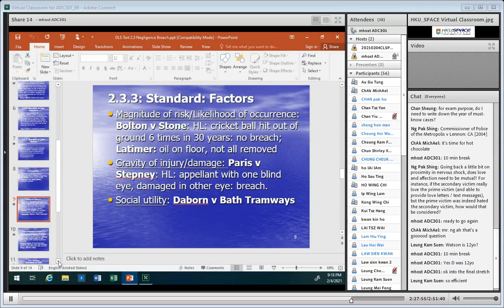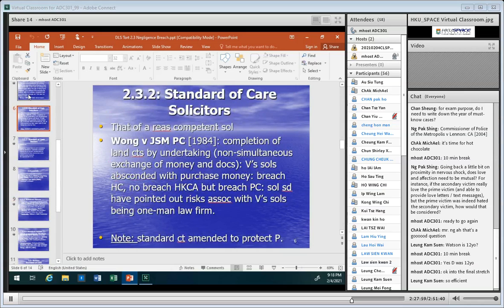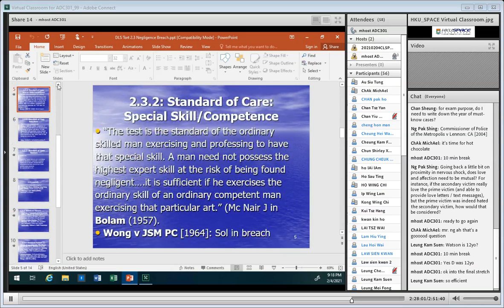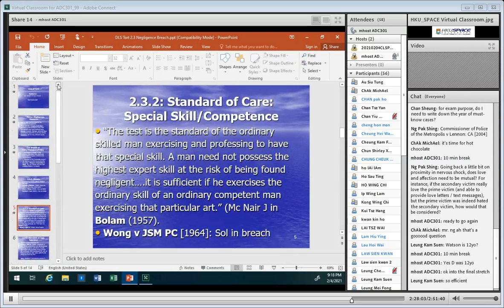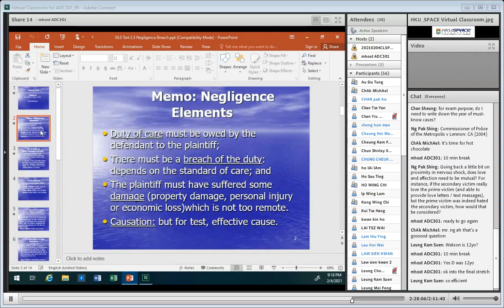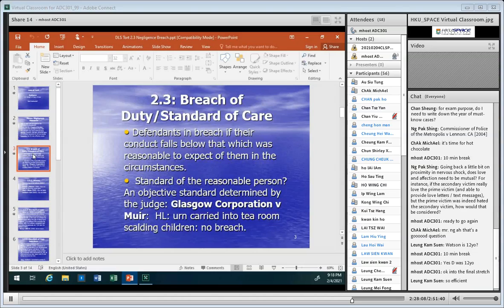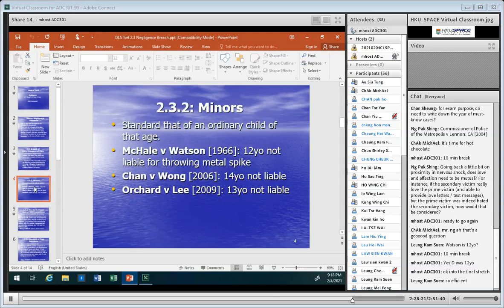I think most of these cases everybody should know, not must know. What are the must know cases, going back? I would say the must know cases, just quickly recapping breach so far, definitely Glasgow and Muir. Glasgow and Muir says that the standard of care varies depending on who the defendant is. It's a varying standard. And for minors, it's the standard of an ordinary child of that age.